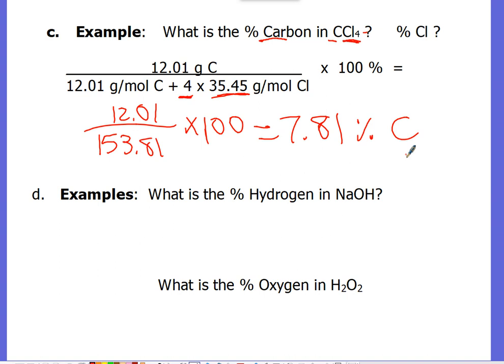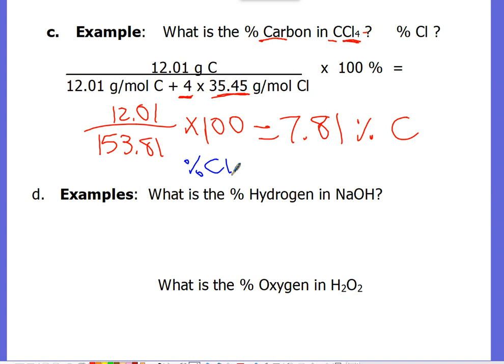So if I asked a follow-up question like, hey, Francois, what's the percentage of chlorine? Which it literally says as a follow-up question right there. There's 2 ways to do that. There's the easy way and the hard way. Which way do you want to do? The easy way. Percentages have to add up to what magical number? 100.